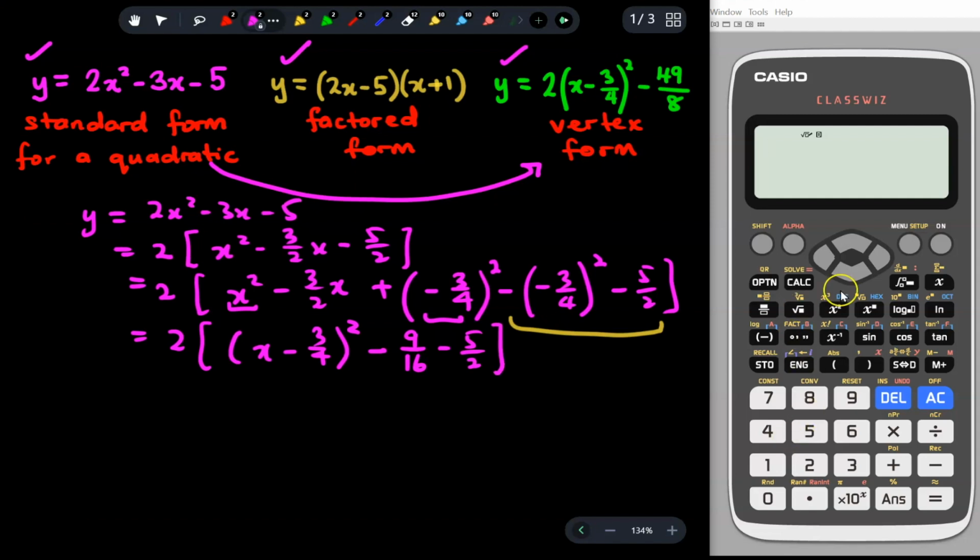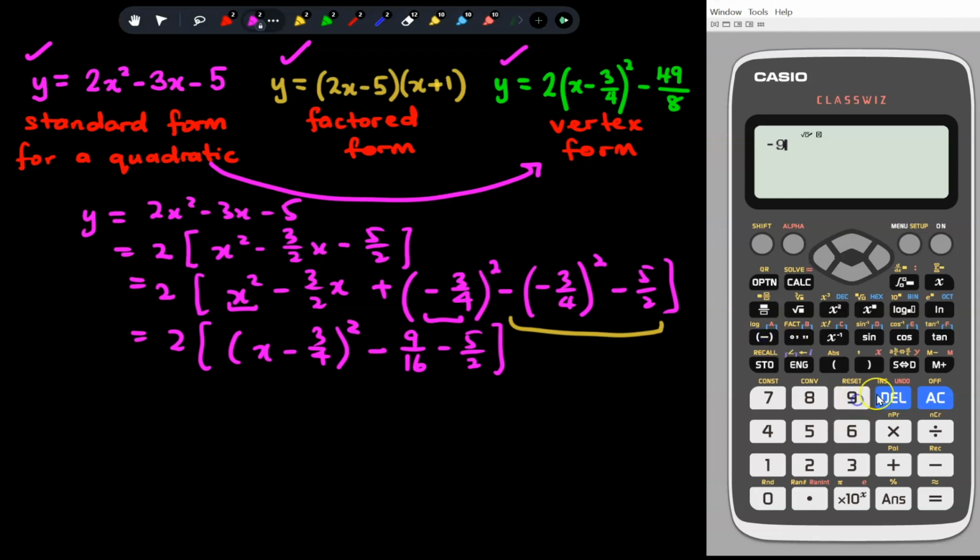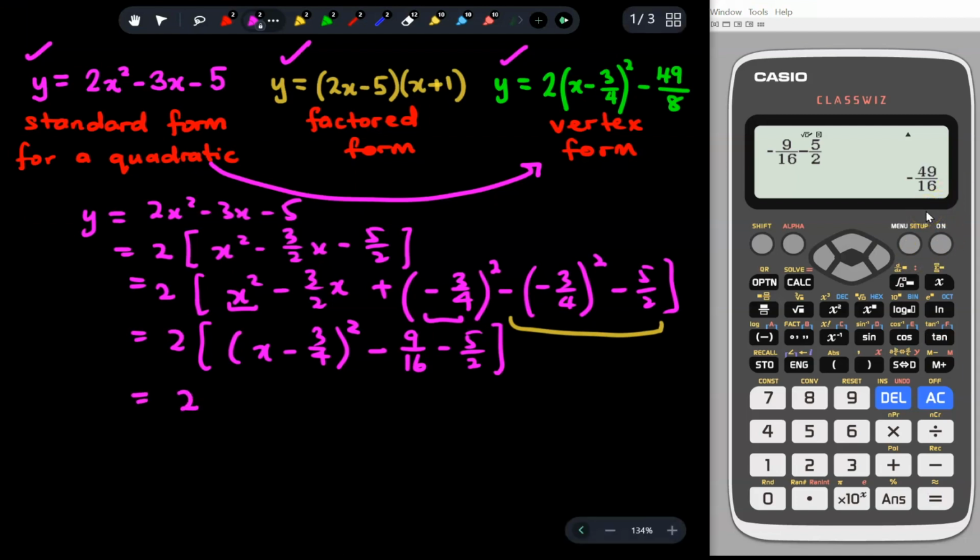We can use the calculator to get the answer. So negative 9 over 16, and then we minus 5 over 2, and we get negative 49 over 16. So it equals 2, x minus 3 over 4 whole thing squared, minus 49 over 16.